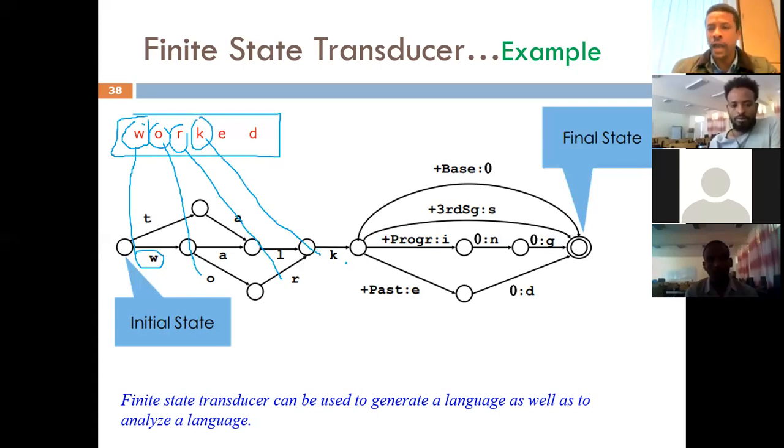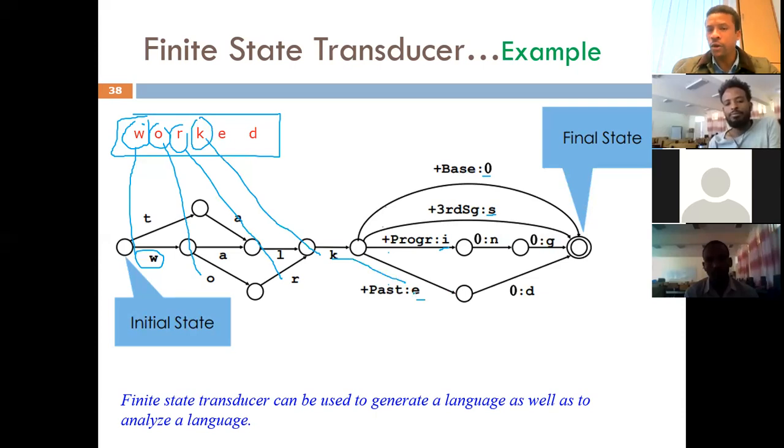Then after K, what do we have? We have 3 options. And as you can see, the first option says it should end here. There is nothing after K. The second one says after K, I should have S. The third one says after K, I should have I. And the fourth one says after K, I have E. So as you can see from the 4 options, the one that's chosen is the 4th one.